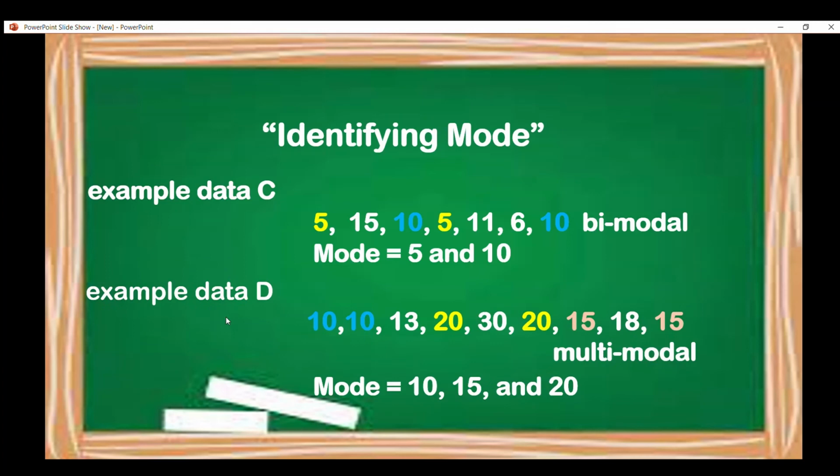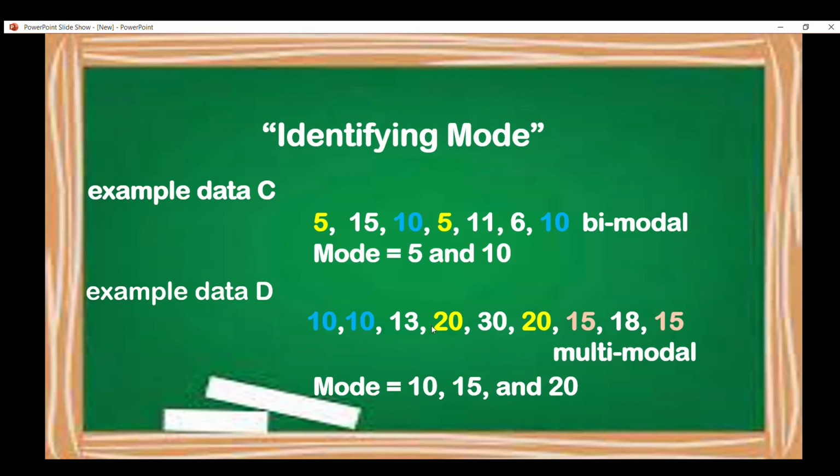Now what about example data D? We have here data that consists of 10, 10, 13, 20, 30, 20, 15, 18, 15. It says here it's a multimodal. Why is it called multimodal? It's because there are three numbers, more than two already, more than two numbers that occur frequently, but they have the same number of frequency. 10 appears twice, 20 appears twice, 15 appears twice, and so there are three modes here. You have the answer 10, 15, and 20.